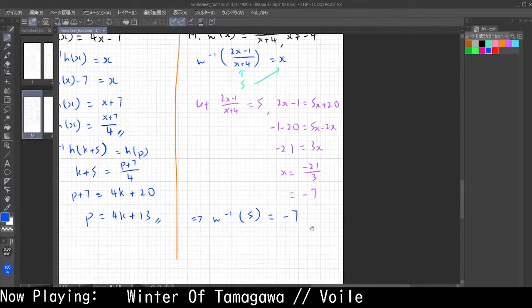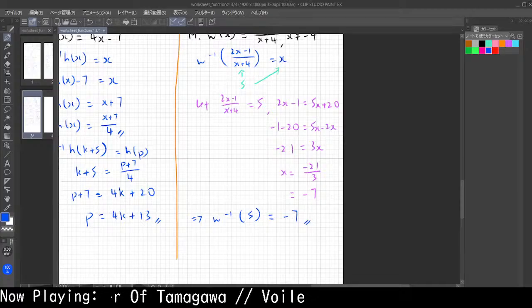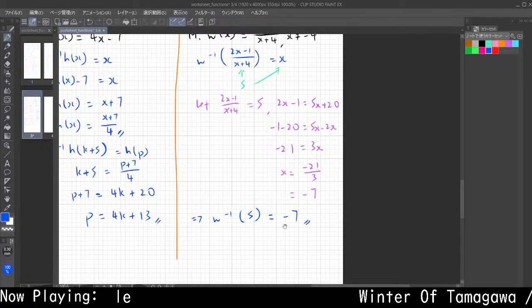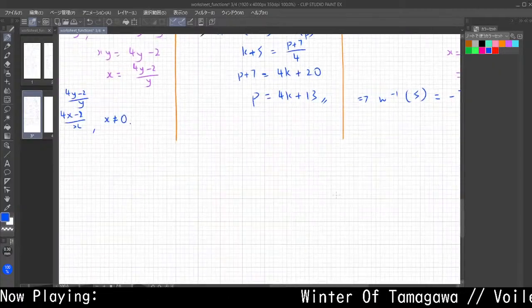So yeah, this is what we have over here. W inverse 5 is equal to negative 7. And there is nothing else you need to do, this is your answer. Okay, done. Question 20.